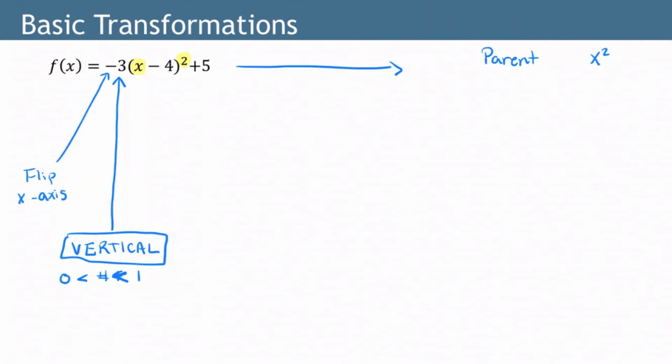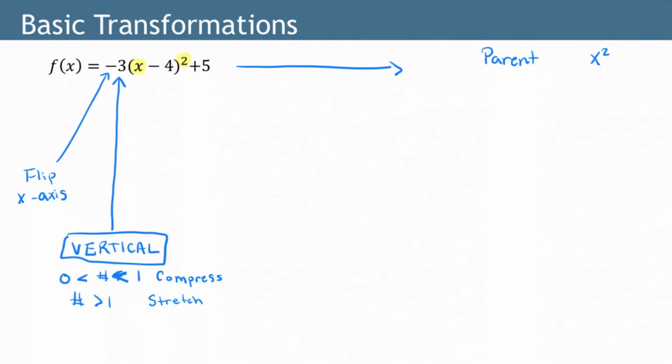When I say my number, I mean ignore the sign. Ignore the negative, because the negative is about flipping. So that number up there is a 3. If I have a number between 0 and 1, that is going to compress my graph vertically, so squeeze it down vertically. If my number is greater than 1, then that is going to stretch it.